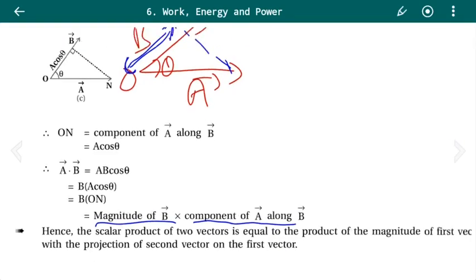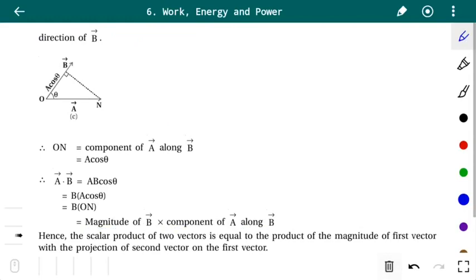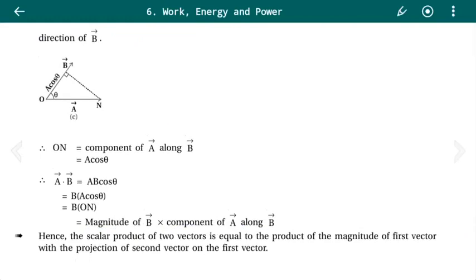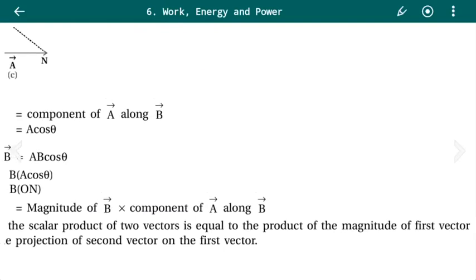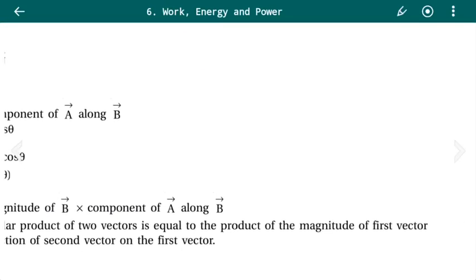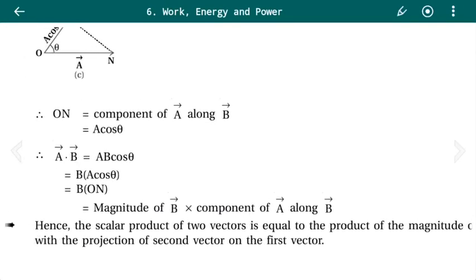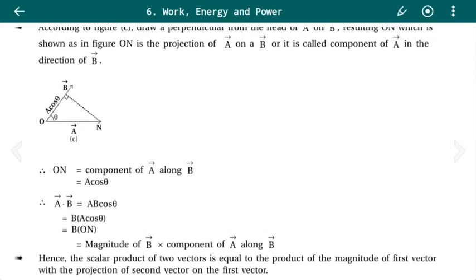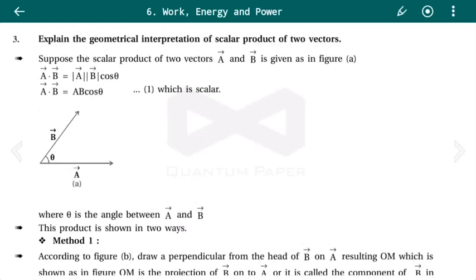So we can write that the dot product of two vectors is the magnitude of the second vector into the component of the first vector along the second vector. So in general we can write the scalar product of two vectors is equal to the product of the magnitude of the first vector with the projection of the second vector on the first vector. So students, you may note down this theory.